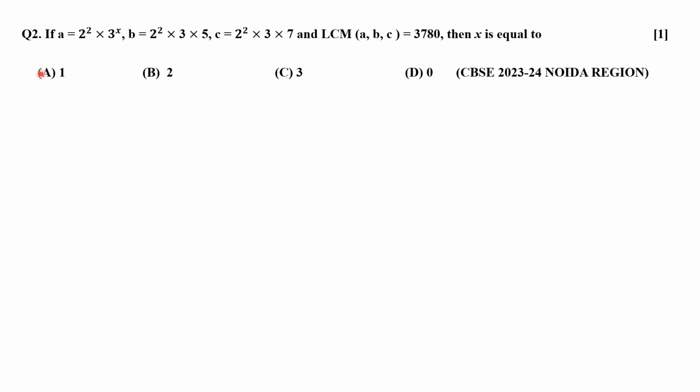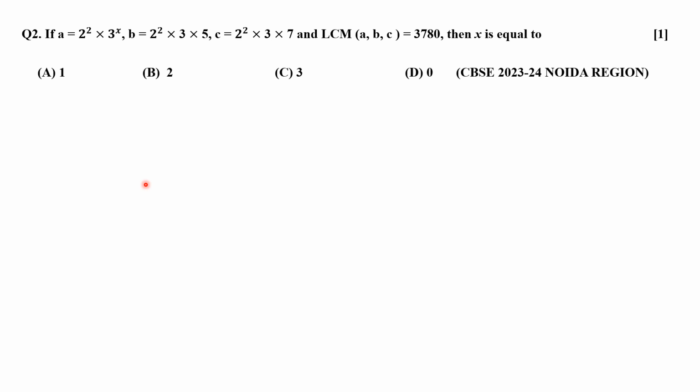Now question number 2. Here it is given that the value of A is 2 square into 3 raised to the power x, the value of B is 2 square into 3 into 5, and the value of C is 2 square into 3 into 7. Then the LCM of A, B and C is 3780 and you have to find the value of x. This is also an MCQ type question and it carries 1 mark.